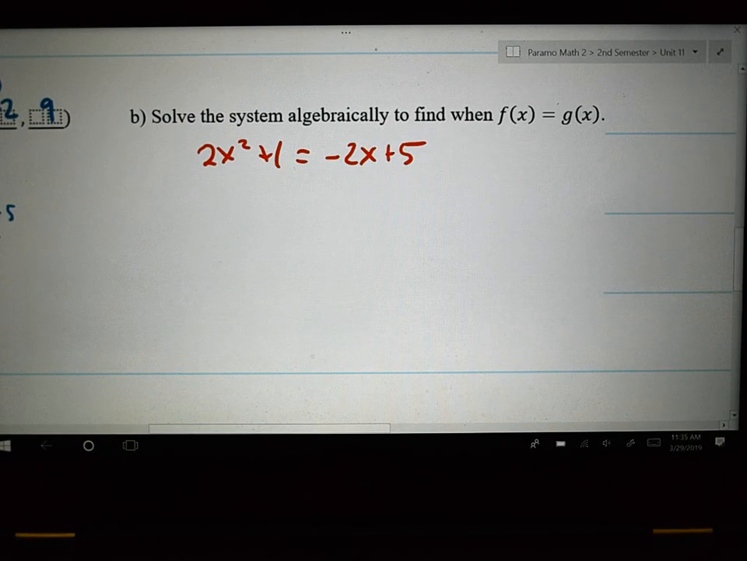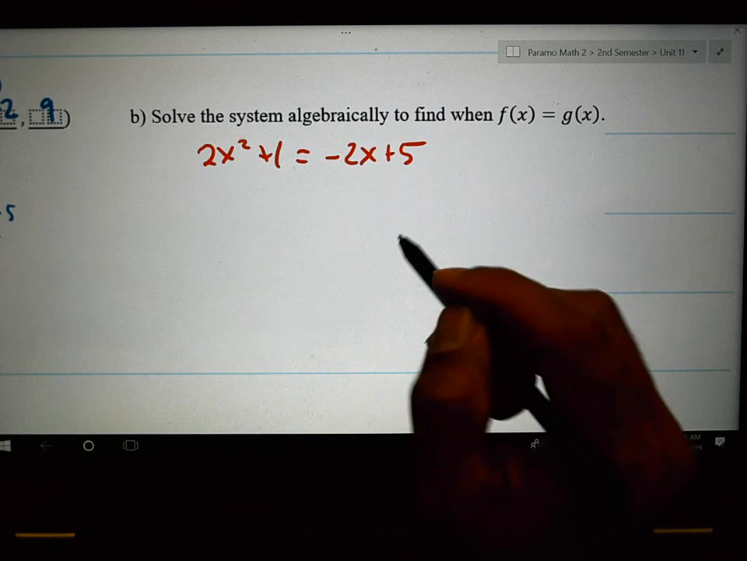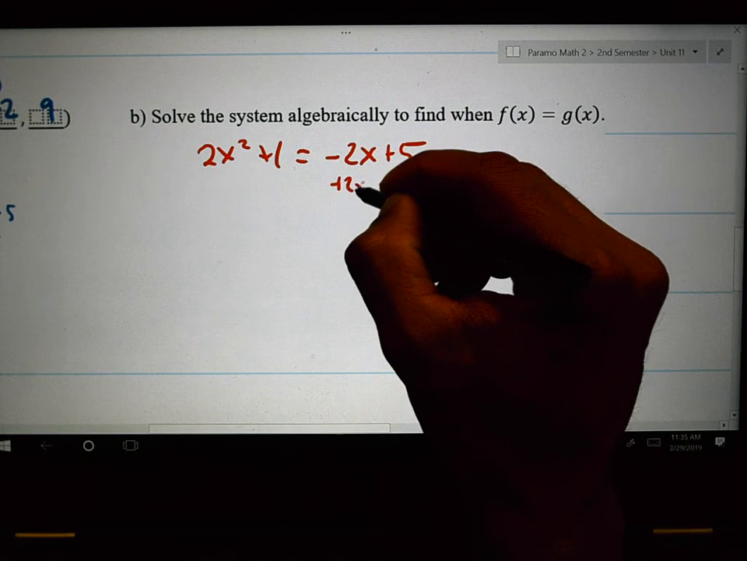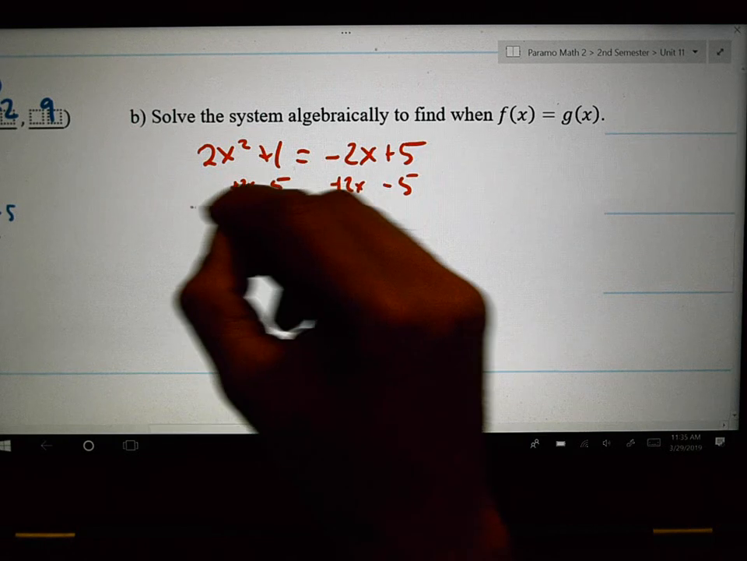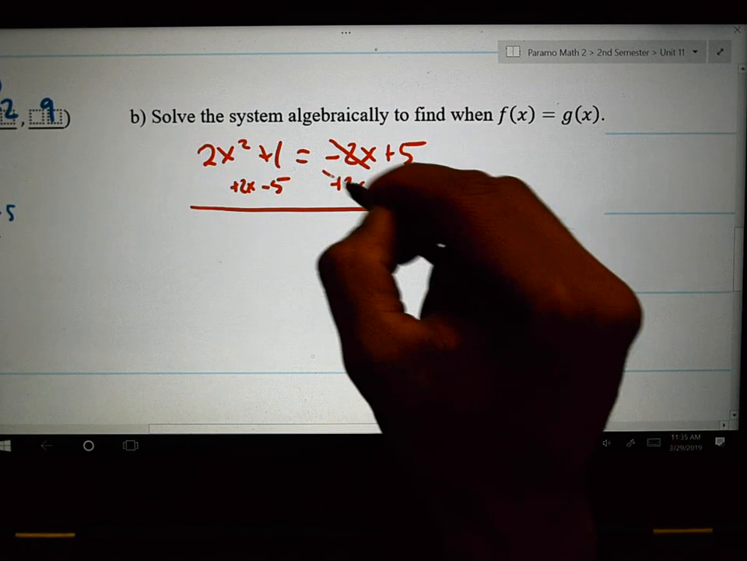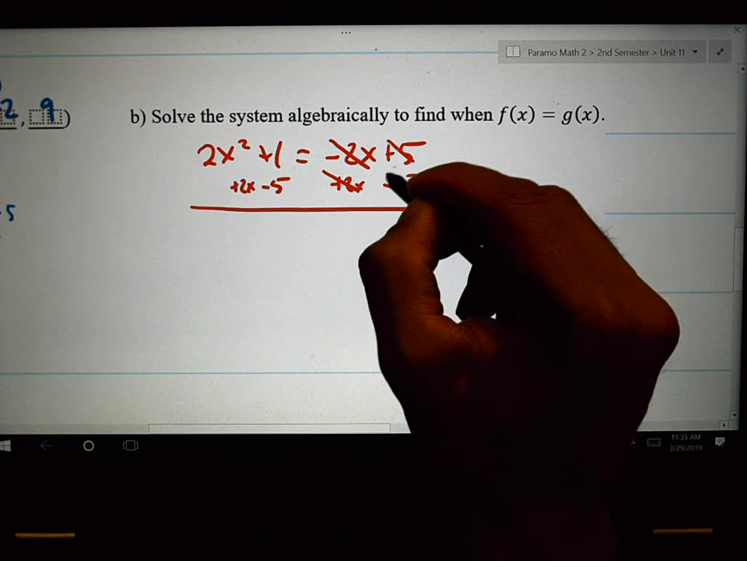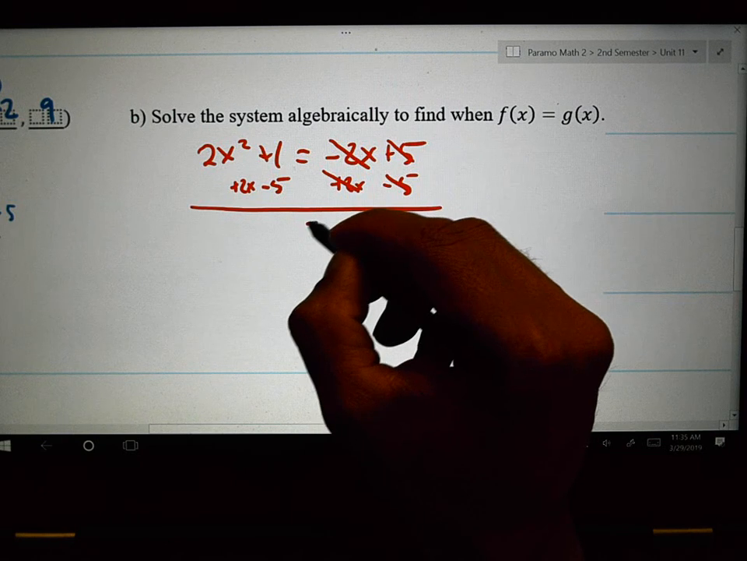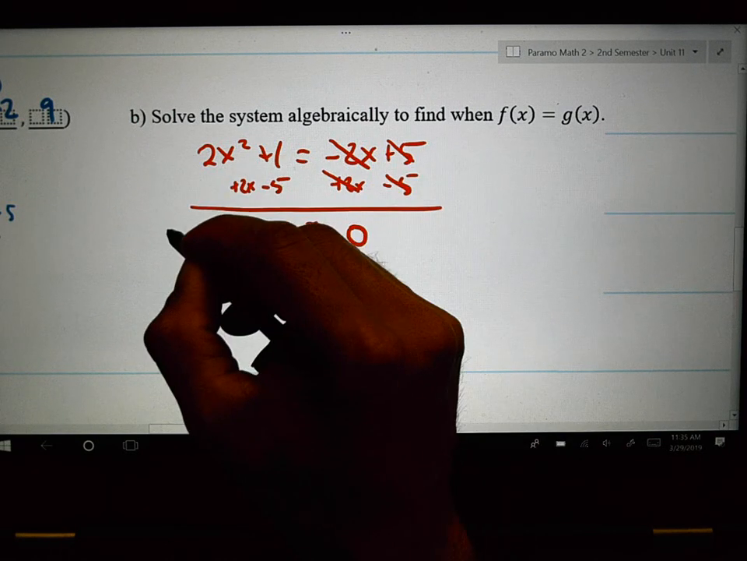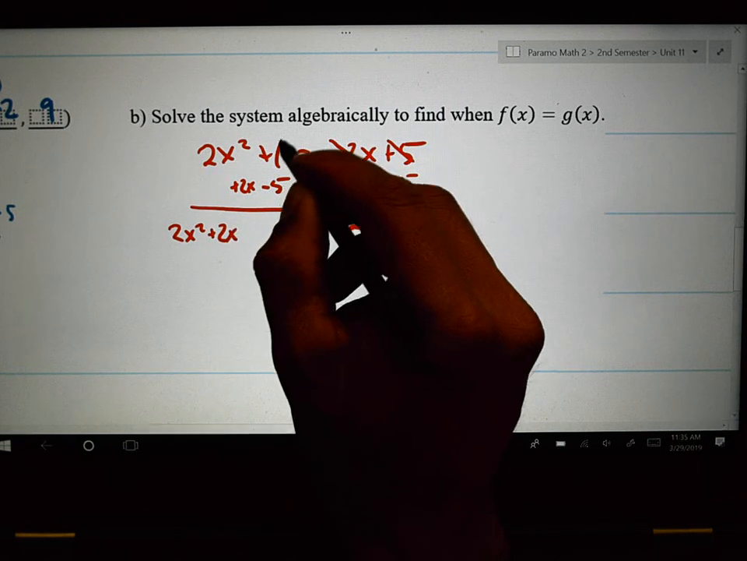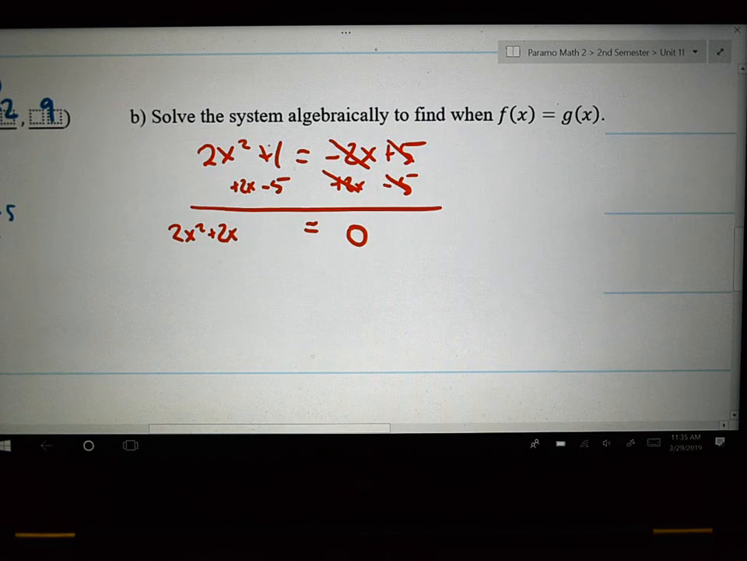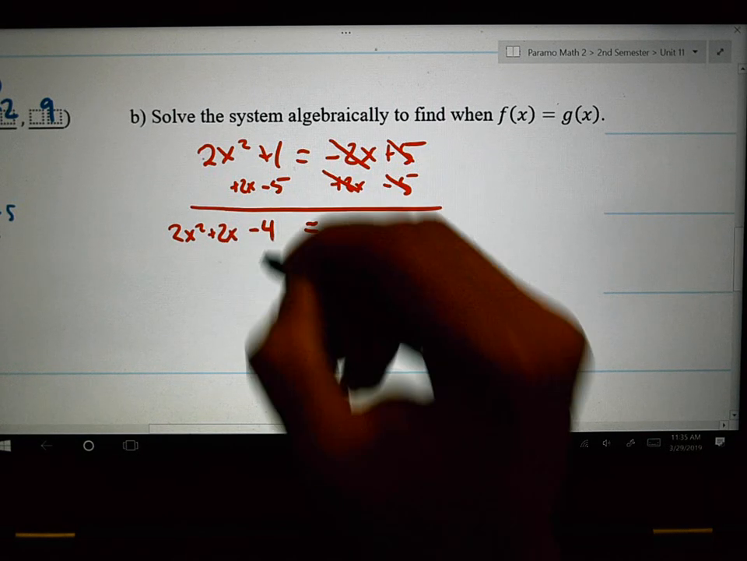What I said in your notes was make sure it's equal to 0. Put it in standard form. Add the 2x and subtract the 5. 2x minus 2x goes away. 5 minus 5 makes 0. On this side, you cannot combine them. They're not like terms. But I can combine the -5 and the 1 together.